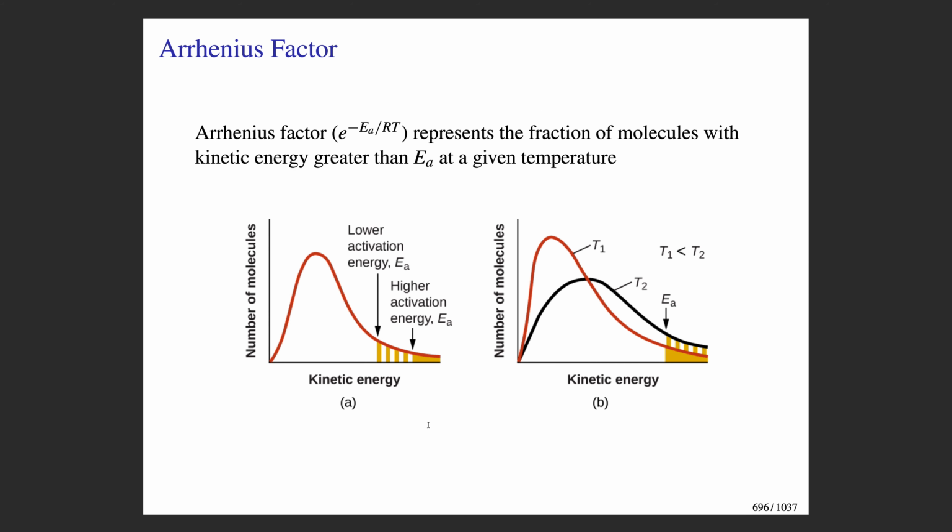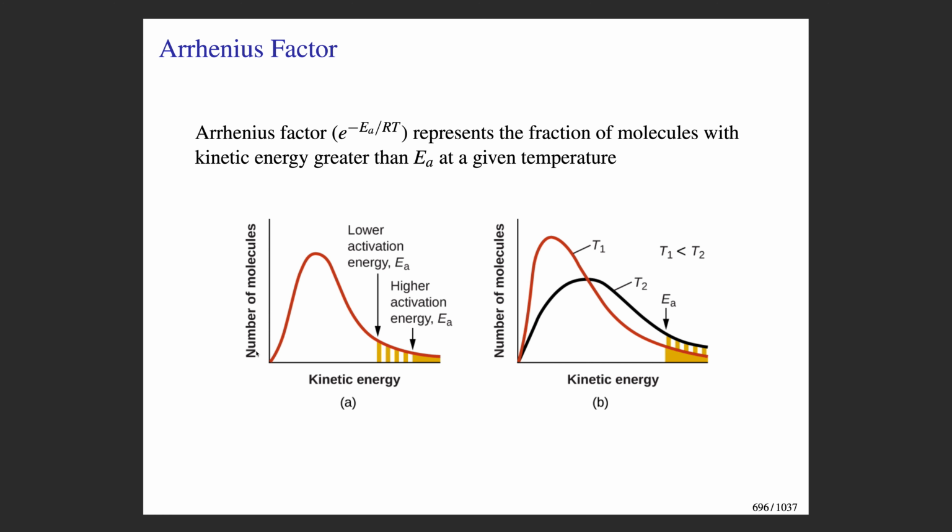The Arrhenius factor represents the fraction of molecules that have kinetic energy greater than the activation energy at a given temperature. Okay, so you have a fixed temperature. The activation energy is fixed. This exponential represents the fraction of molecules in your sample that have high enough energy to collide and overcome the activation energy.